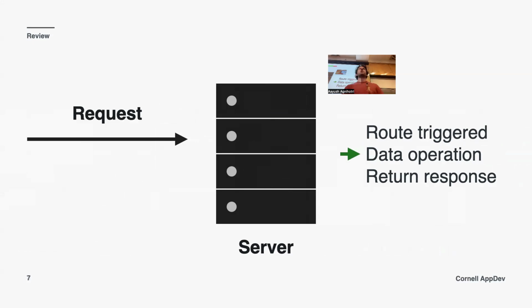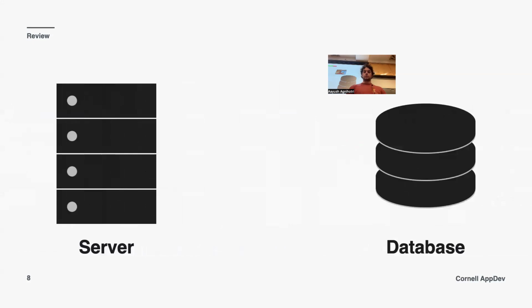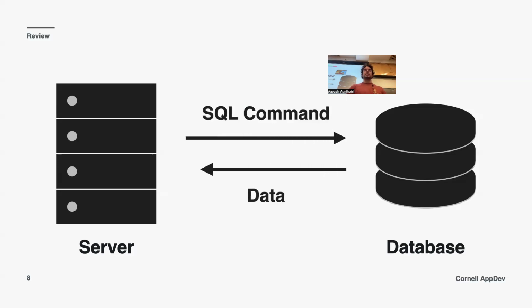Some data operation is performed. Usually it's a CRUD operation. You're either creating a user or getting all users, something like that. Then the server sends an SQL command to the database, which is querying the database for this information. The database then returns some data back to the server. So if you're getting all users, the database is going to return all of the users back to the server.